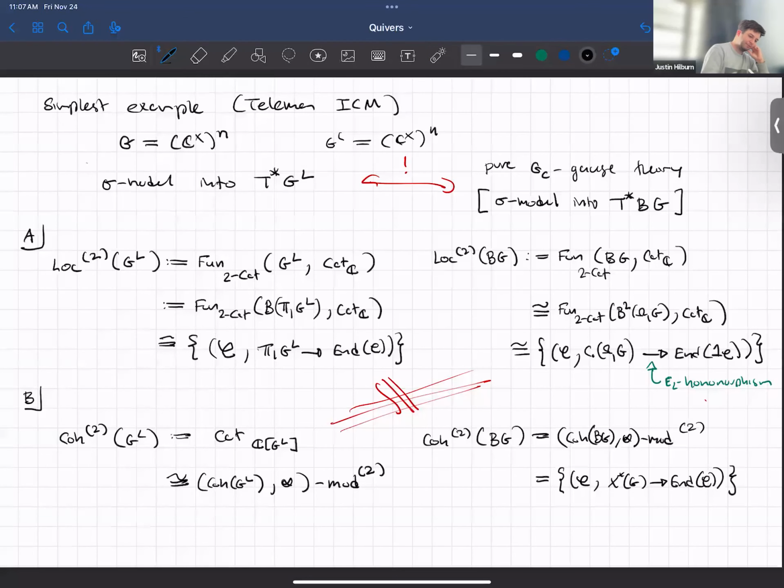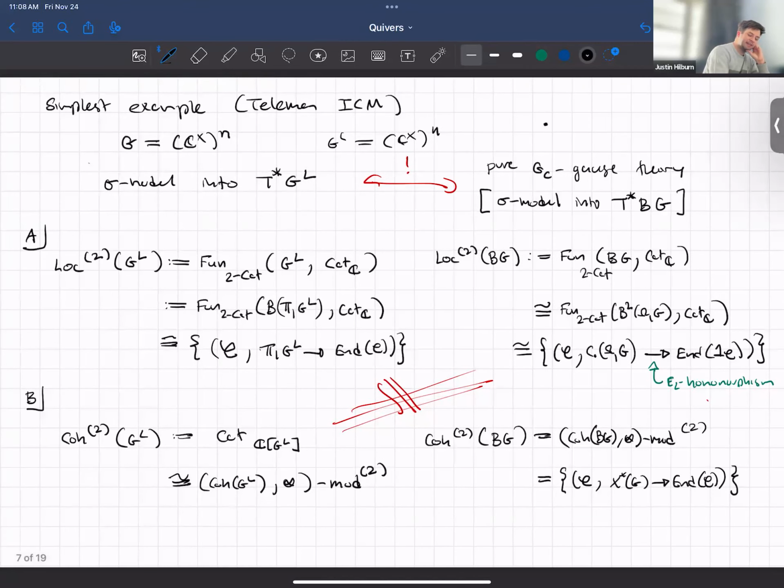Yeah. So if you think of your topological space as a category, this looks like one where you have one object, which has a single endomorphism. And then for every element of the fundamental group of G, you have a two-morphism. So you have one two-morphism gamma for every gamma in pi1 of G. So this is what B squared pi1 of G looks like.